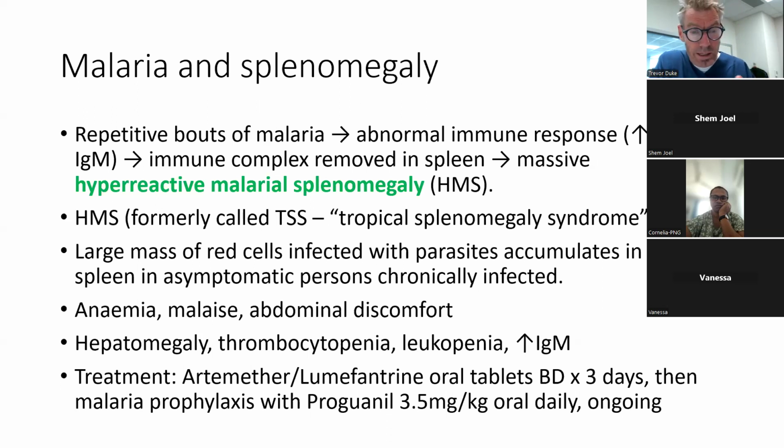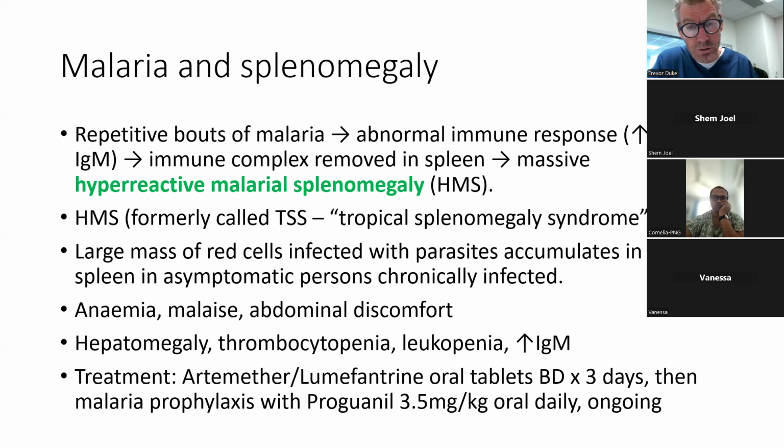In many countries where HMS is very common, they can measure the IgM, and you find that to be very high. And when you treat tropical splenomegaly syndrome or HMS, then the IgM level in the blood comes down back to normal.